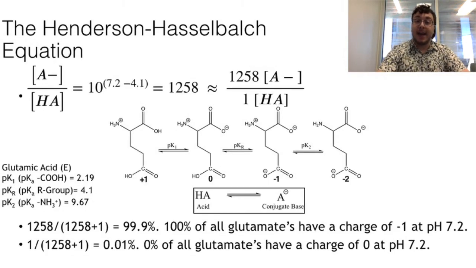If we do the same for glutamic acid, we can see that almost all the species are in the conjugate base form with a charge of -1. This is because the pKa value of this amino acid is much lower than the pH that we are looking at.